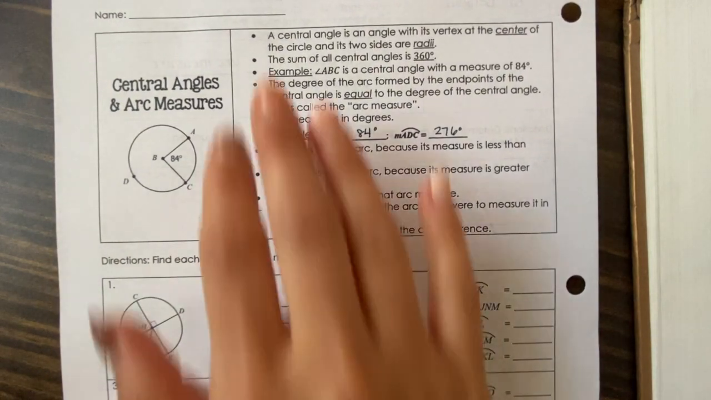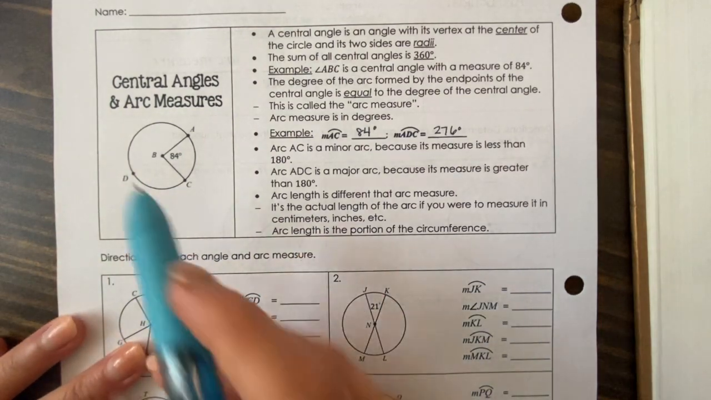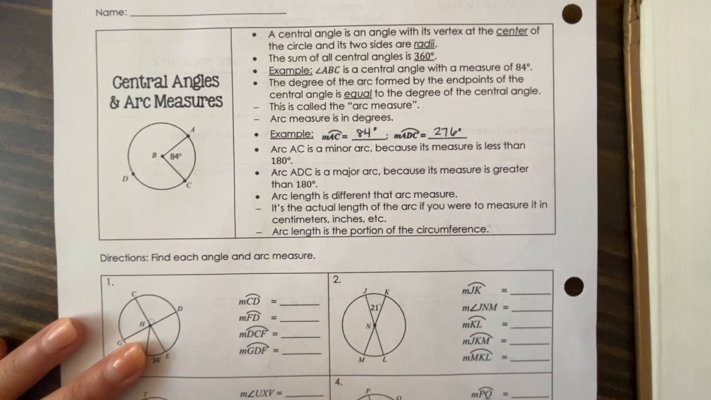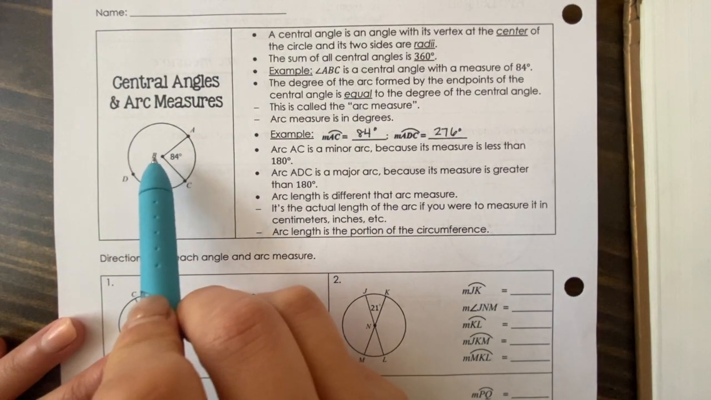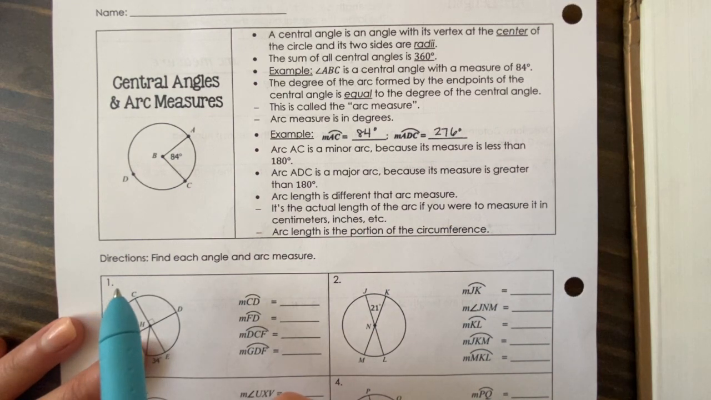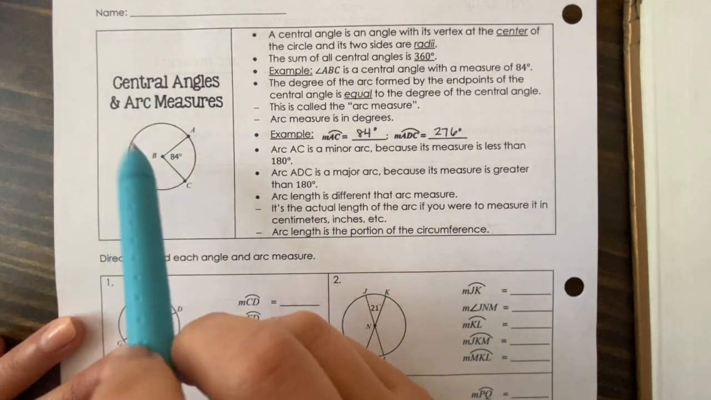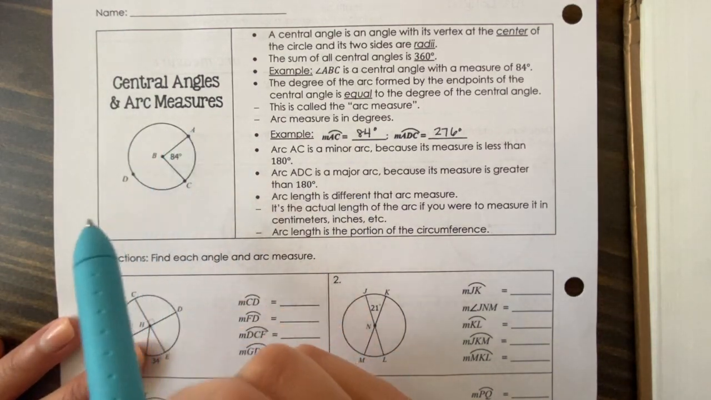All right, so there's a bunch of notes within here. So your central angle is an angle that's at the center of the circle. Your first bullet says a central angle is an angle with its vertex at the center of the circle, and its two sides are radii. So radii is plural for radius. So this is a radius, this is a radius. It's both sides of the angle.